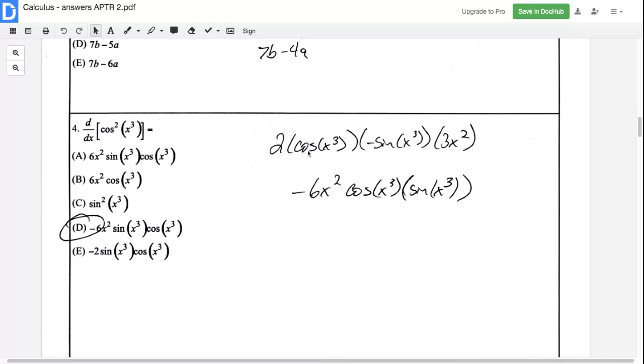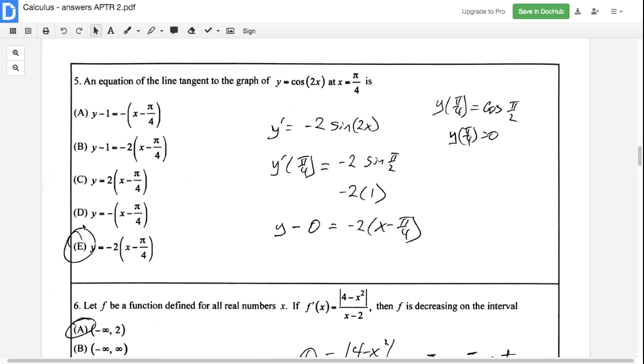Inside stays the same. Take the derivative of cosine, which is negative sine. Inside stays the same. And then derivative of x cubed gives me 3x squared. So 3x squared, the negative, and the 2 gives me negative 6x squared, cosine x cubed, sine x cubed, so we like D.